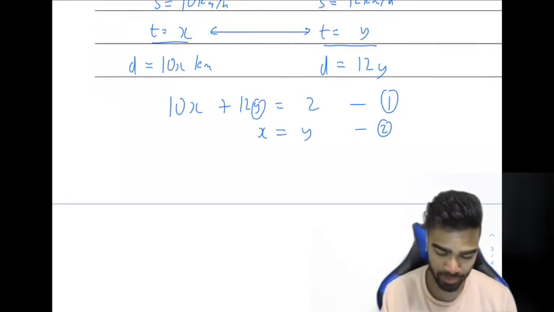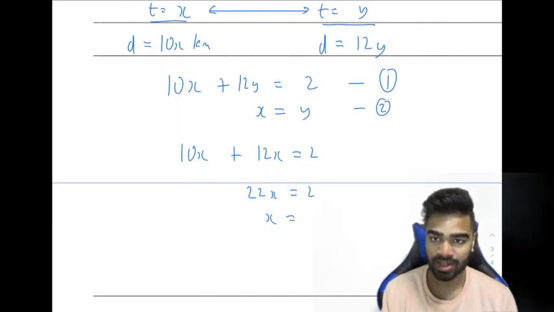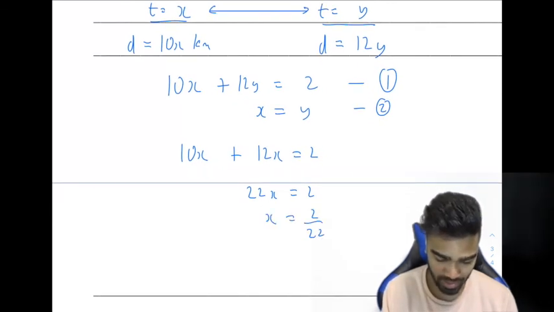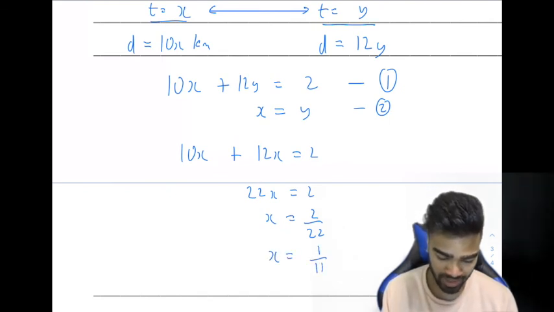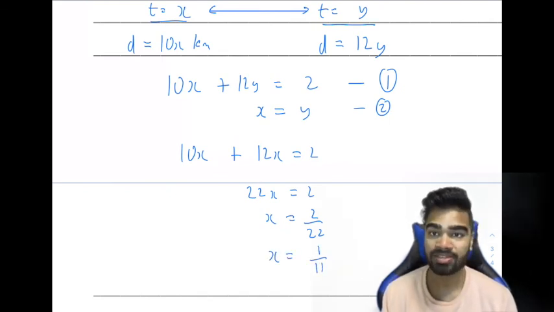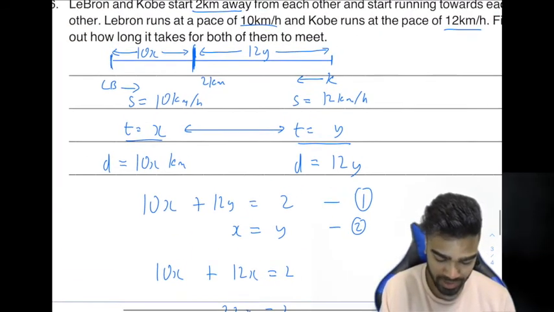Okay, so again, we need to use substitution for this question. So I'll replace y with x because x is equal to y. So I have 10x plus 12x is 2. Then 22x is 2. Collect like terms. x is 2 divided by 22. Okay, and you need to simplify that fraction. So x is equal to 1 on 11. Remember, it's a measure of time. So you can't just leave it as 1 on 11. It's 1 on 11 hours.